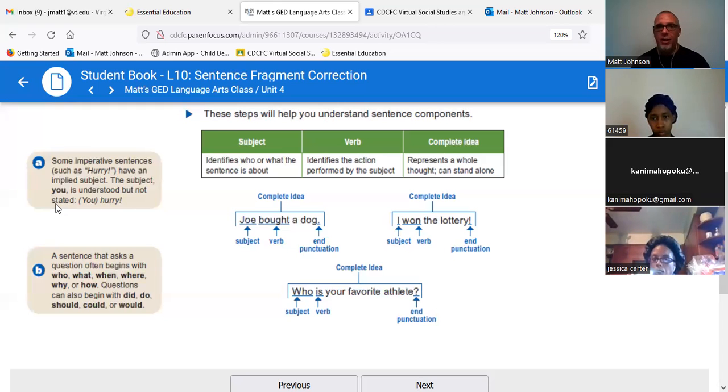Joe bought a dog. A dog is what Joe bought. That's the object there that's receiving the action. I won the lottery. I being the subject, won the verb. In that case, they're showing you the end punctuation differences here. You'd probably be pretty excited about winning the lottery, so you could use an exclamation point there.